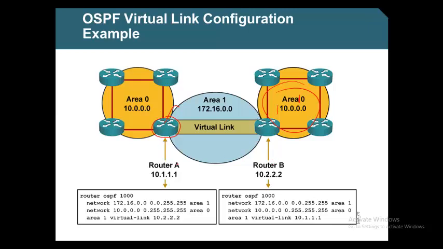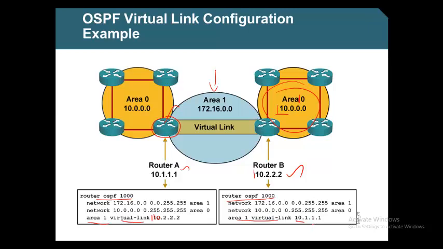See, the router ID of router A is 10.111. Router ID of router B is 110.222. So what I do, I go inside A and say area 1 will become a virtual link for me. The virtual link endpoint is 110.222. Likewise, we go to router B and say router OSPF 1000, area 1 will be a virtual link for me. The virtual link endpoint is 10.111.